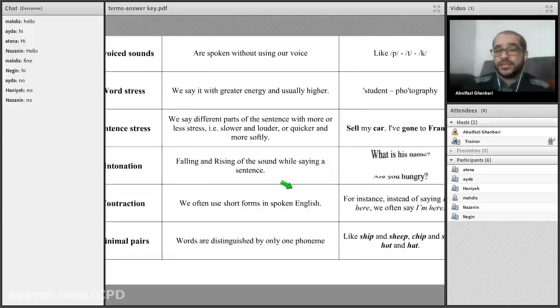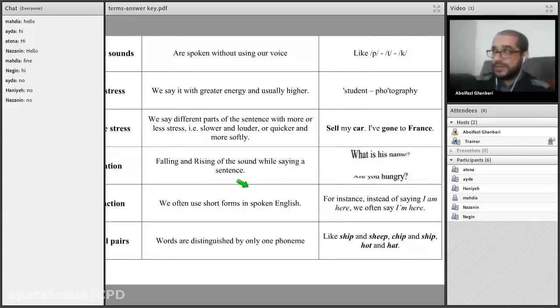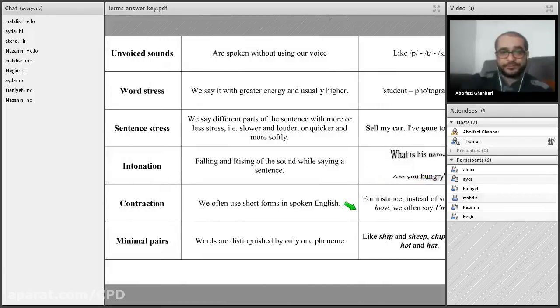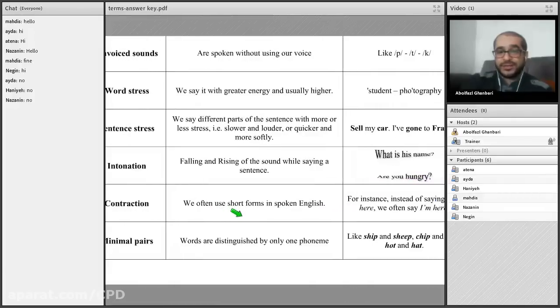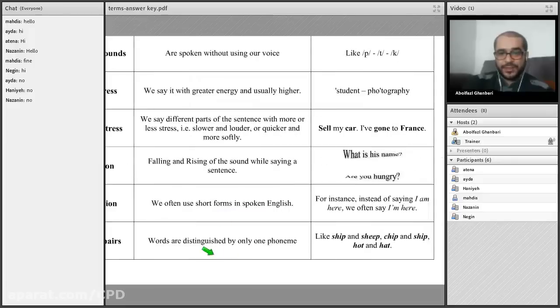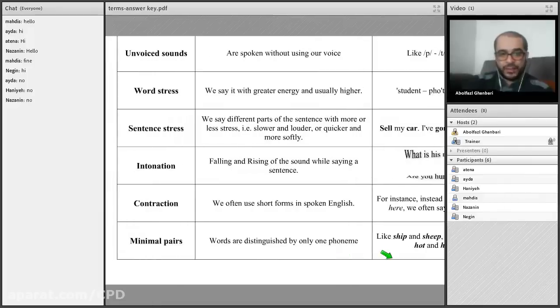The next part is intonation. Again, you know, we have falling intonation and rising intonation. Like, What is his name? It is falling intonation. Or, Are you hungry? It is rising intonation. The next part is contraction, like I'm, the contraction form of I am, and he's, the contraction form of he is. And minimal pairs that I told you, like ship and sheep, chip and ship, hot and hats. We call them minimal pairs.